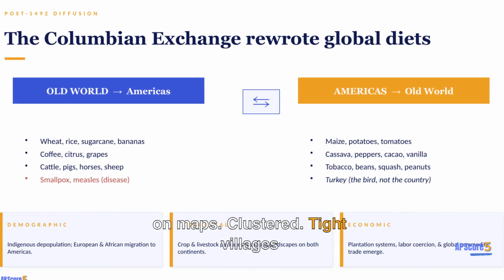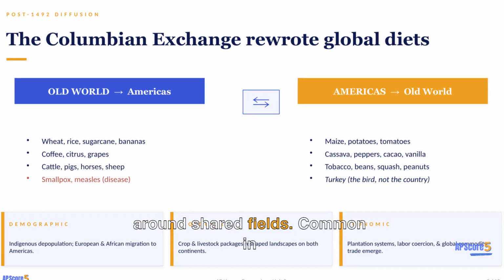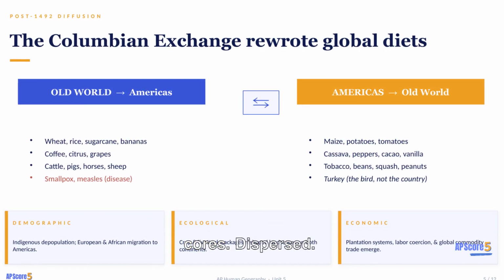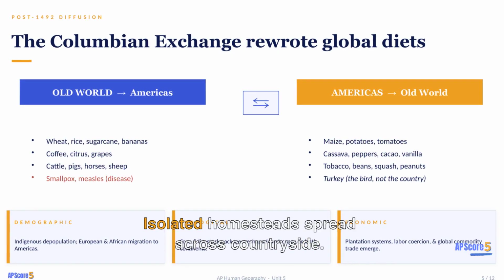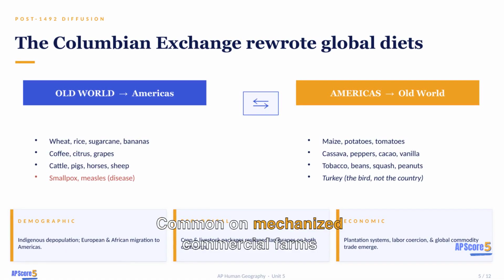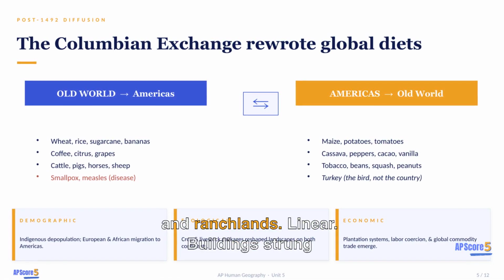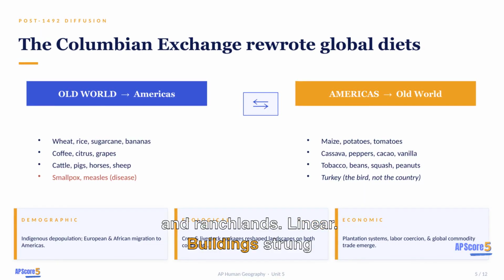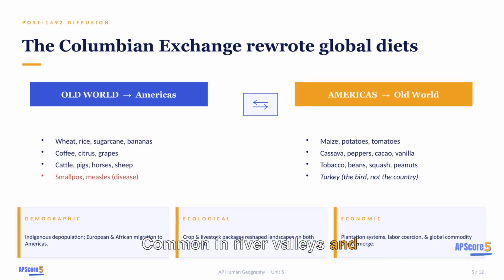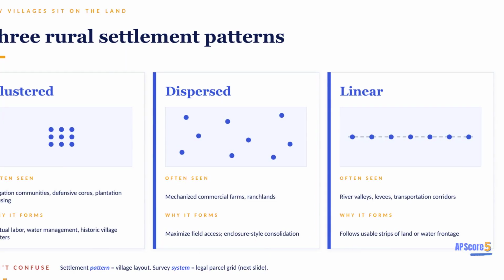Clustered. Tight villages around shared fields, common in irrigation communities and historic defensive cores. Dispersed. Isolated homesteads spread across countryside, common on mechanized commercial farms and ranch lands. Linear. Buildings strung along a road or waterway, common in river valleys and transportation corridors.